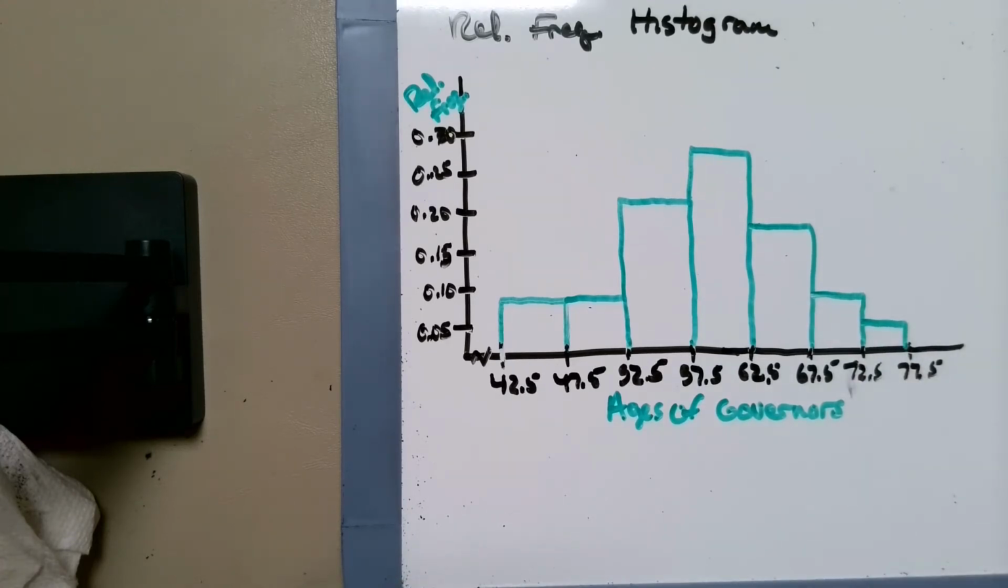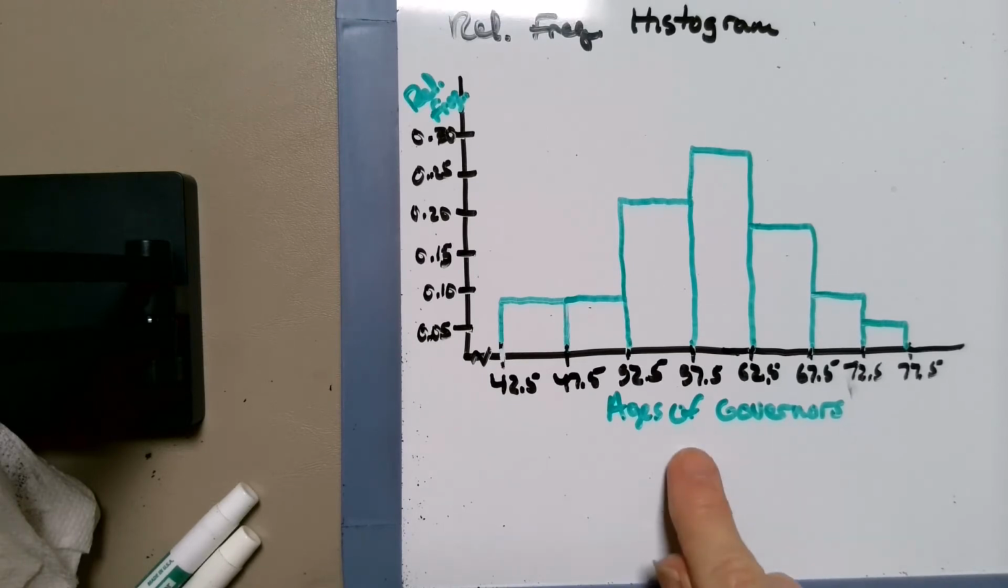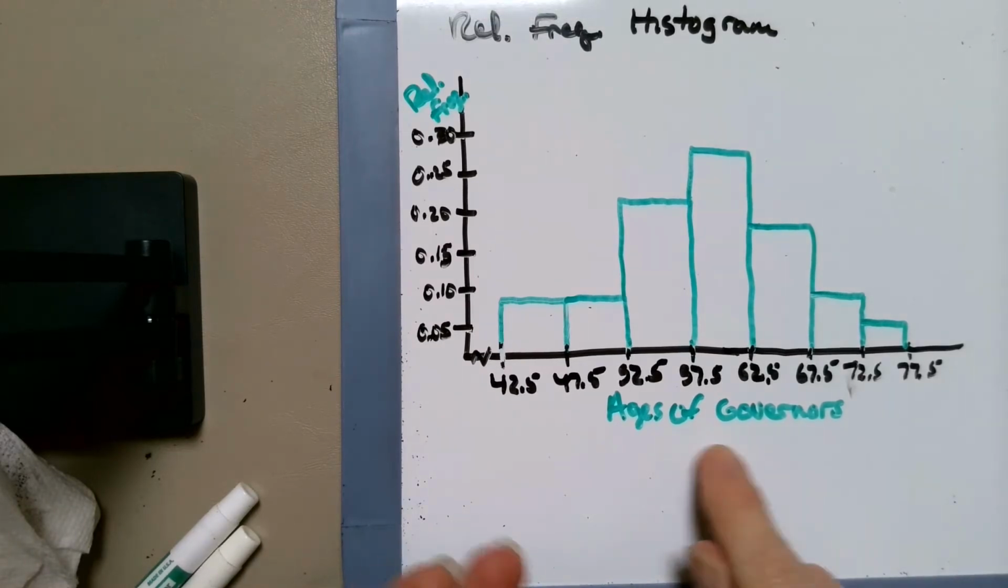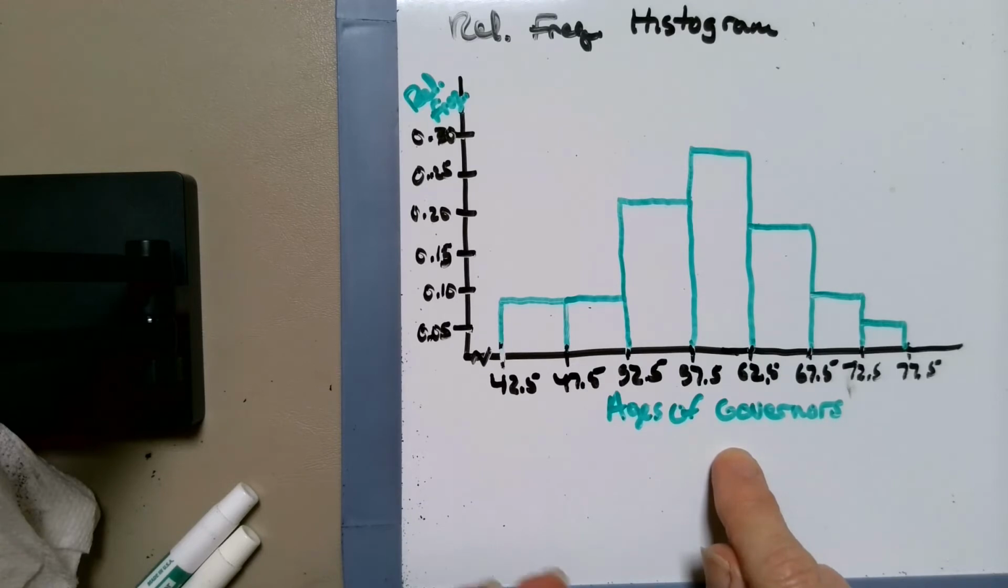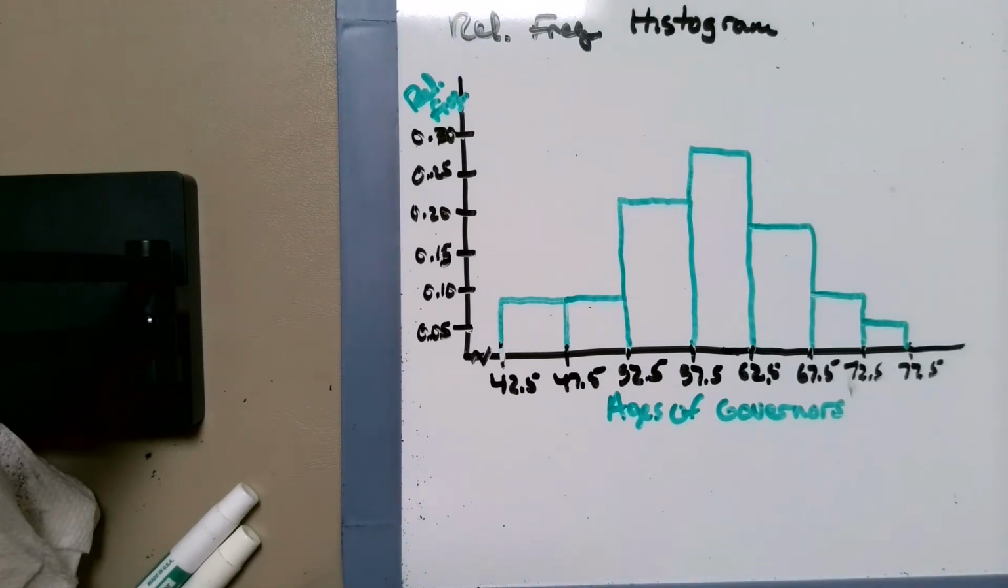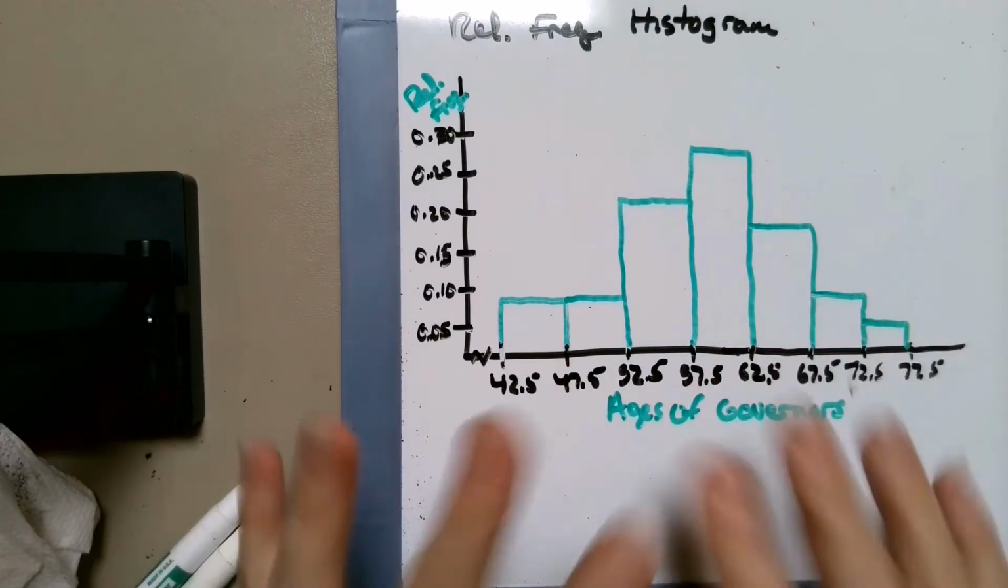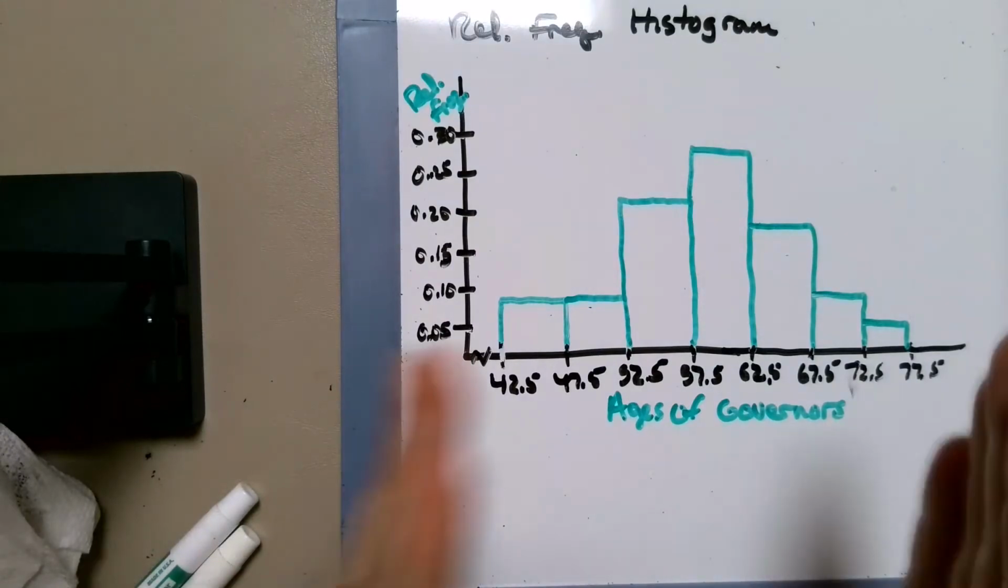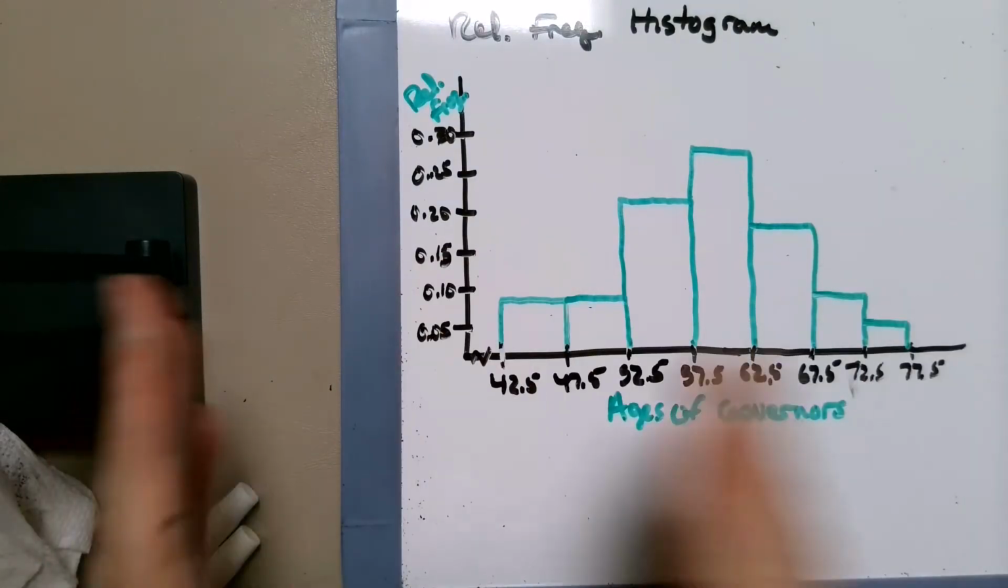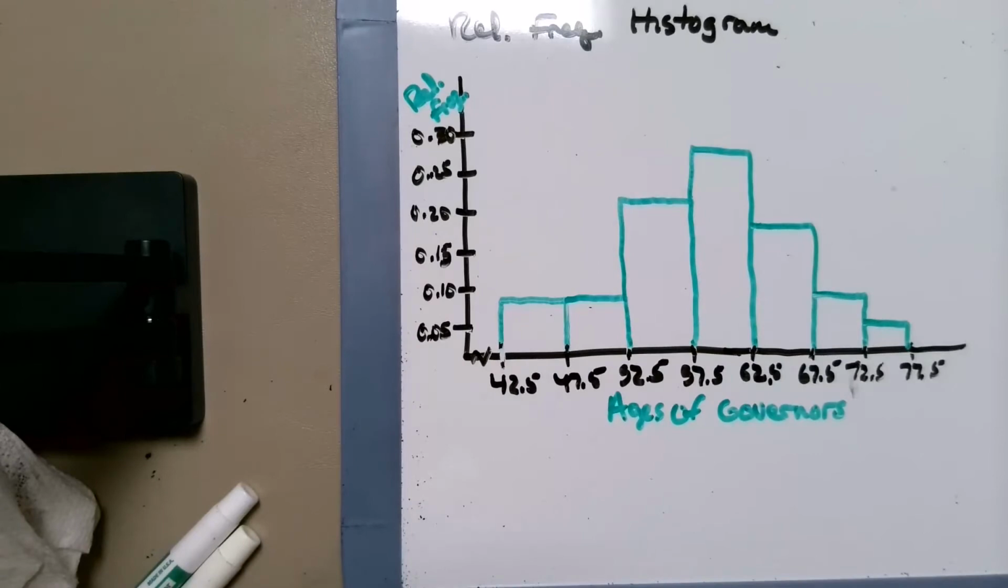So you can see from the graph that the most likely thing to happen is that a state governor is aged between 57.5 and 62.5 years. But there aren't a lot of outliers, data that's really far on one end or the other. It's fairly well distributed. Most of the data is in the middle and then tapers off on the younger and the older end here.